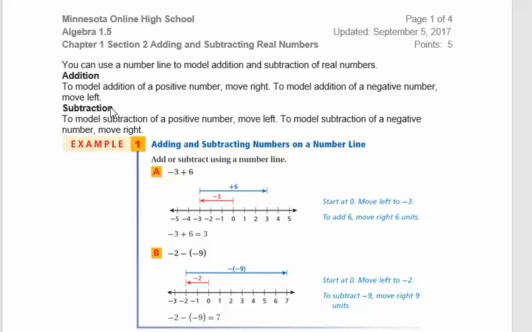from the Chapter 1, Section 2 assignment, which is on adding and subtracting real numbers. So first of all, we can use a number line to show how to add or subtract real numbers. And we'll do that with integers rather than decimals or fractions to make it a little bit easier.